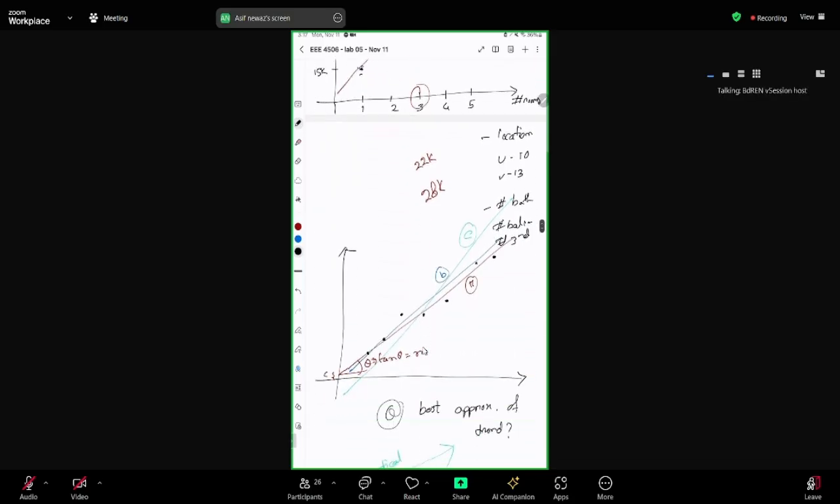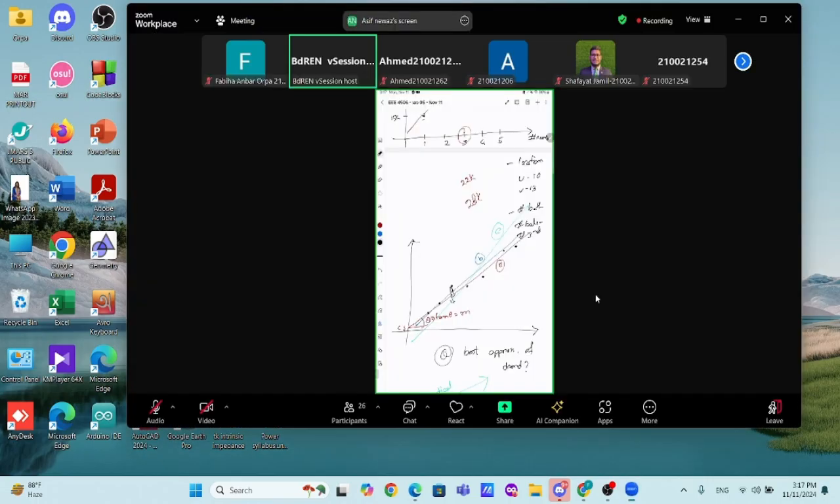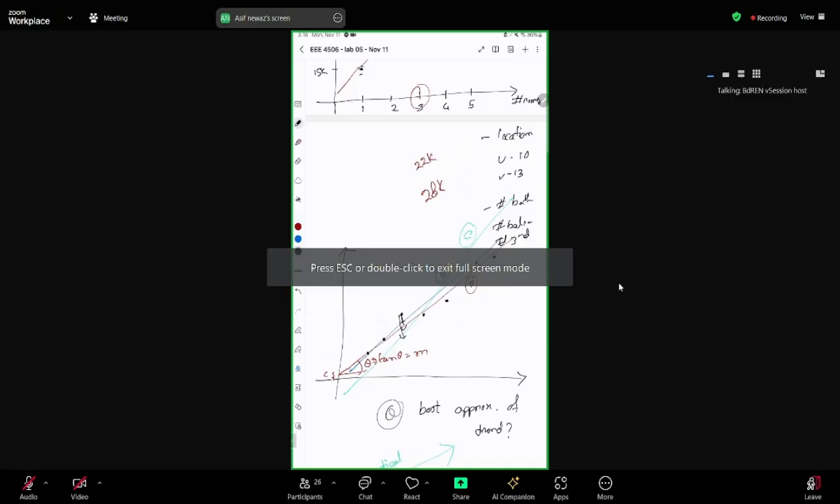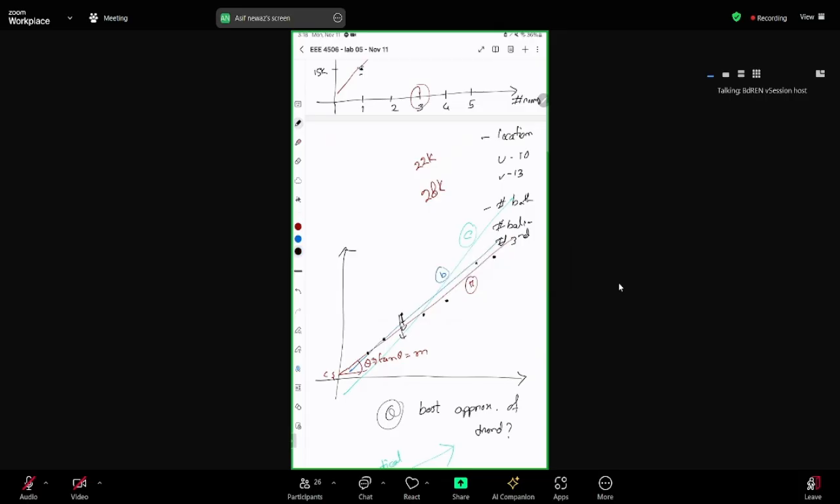To do that, for each of the lines, we can find the associated cost. We can find it based on the sum of squared error. We take the error from each point for this line, and try to find the error associated with each line. The line that gives us the minimum error will be our best fitted line, or best approximation of the trend.